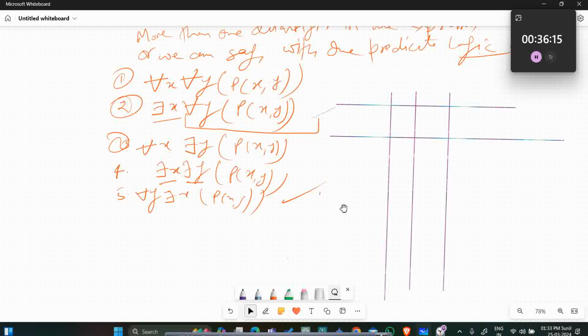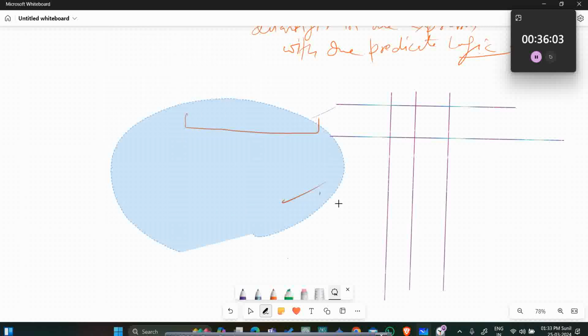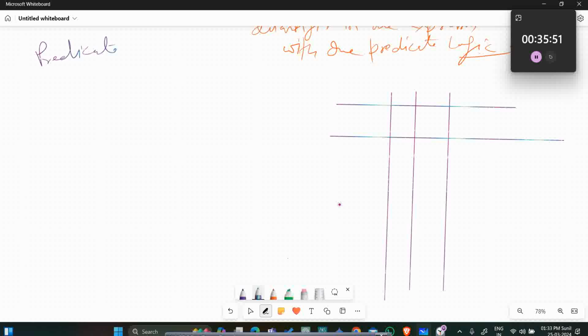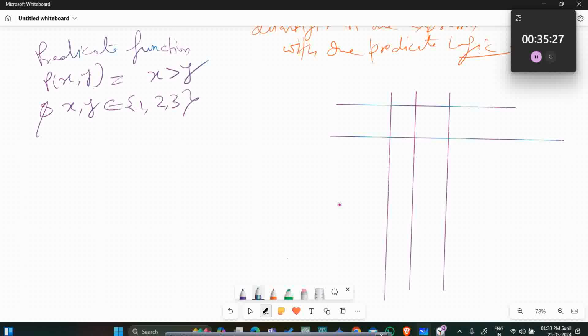For example, let's say there is a predicate function p(x, y), like x is greater than y, and x, y belongs to 1, 2, 3. It's a finite domain.